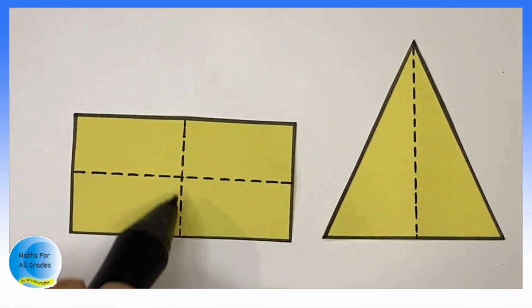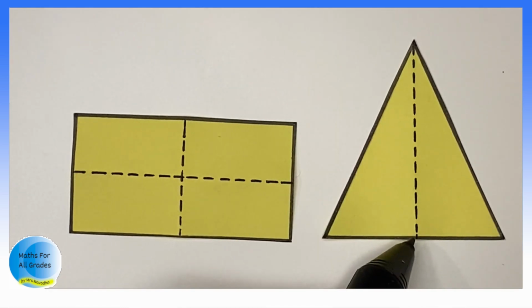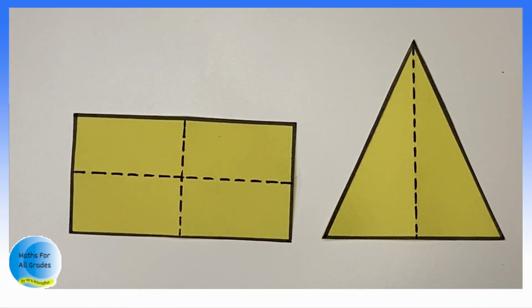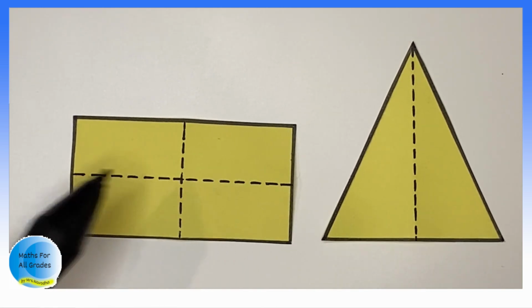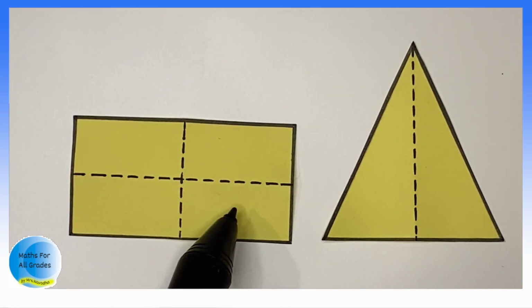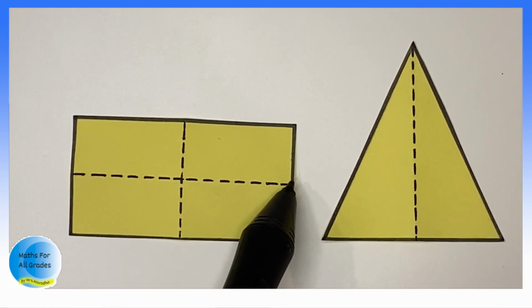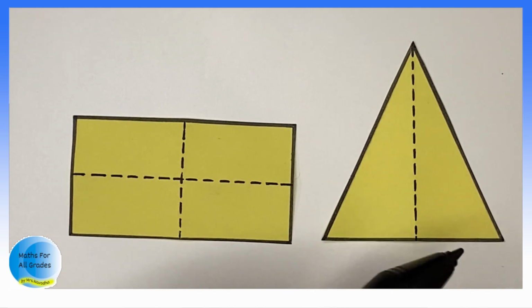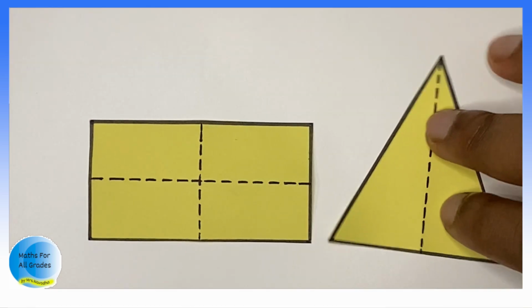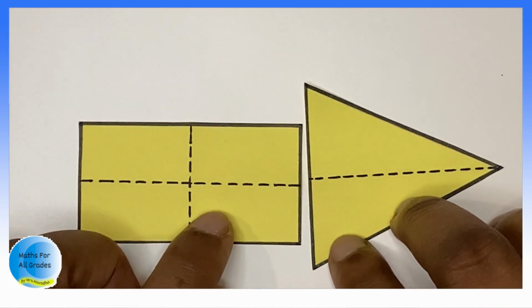So there are two axes of symmetry for the rectangle and one axis of symmetry for the isosceles triangle. In row number 3, you have to create another symmetric figure joining these two. So when you are joining these two figures, make sure the axes of symmetry in both figures align in a straight line. Now I am placing this figure like this.